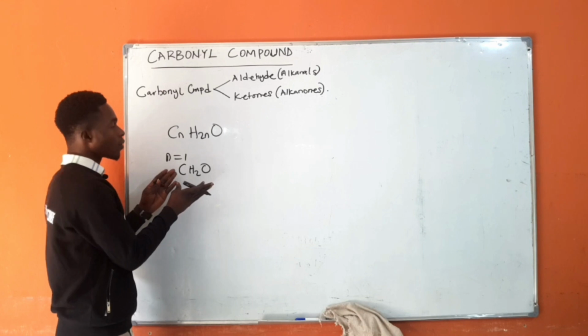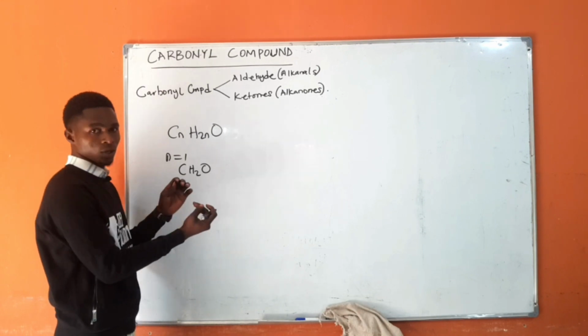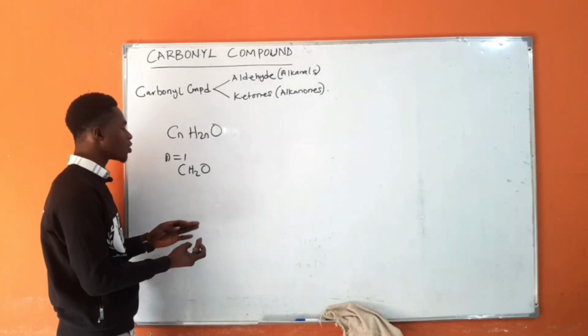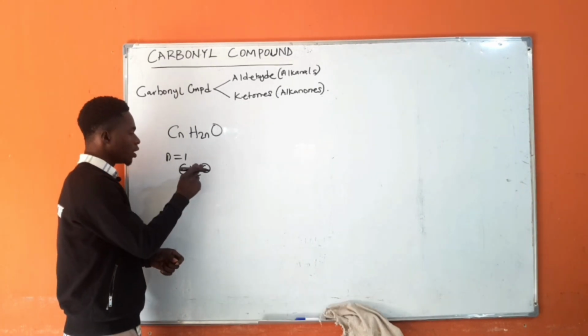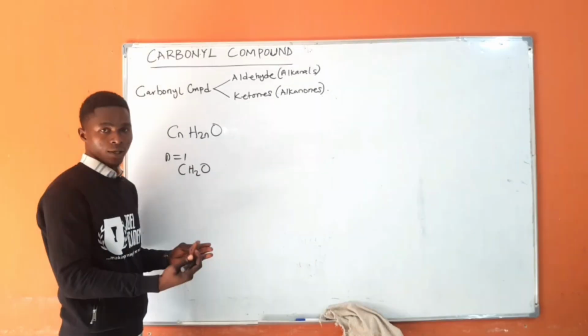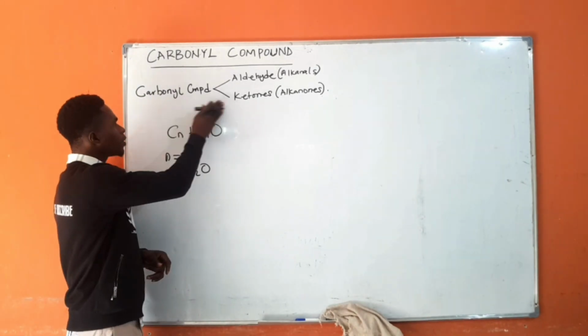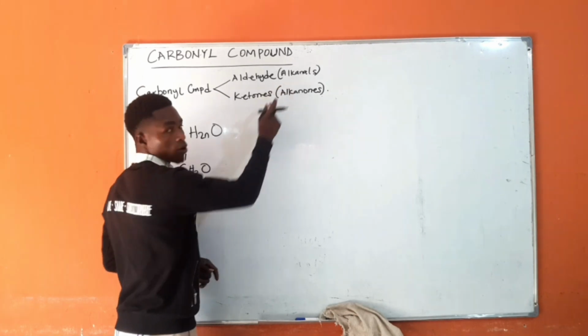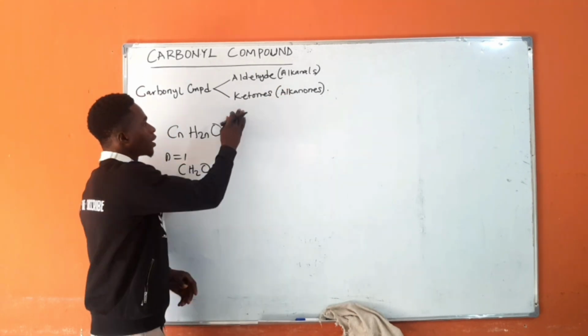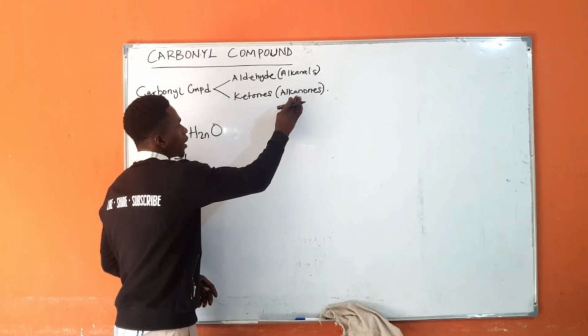They are also organic compounds, like the alkanes. The difference between them and the alkanes is the presence of a double bond, the double bond between the carbon and the oxygen. That's what makes the difference. So the carbonyl compounds are divided into what? The aldehydes, which are also called the alkanals, and the ketones, which are also called the alkanones.